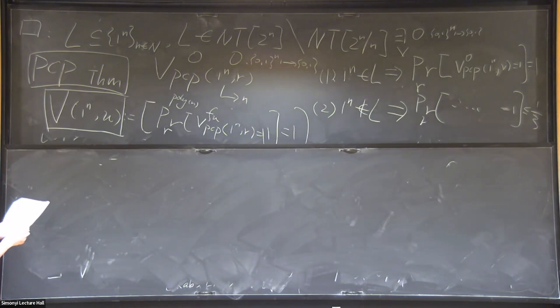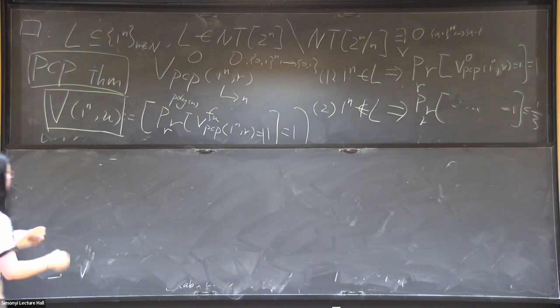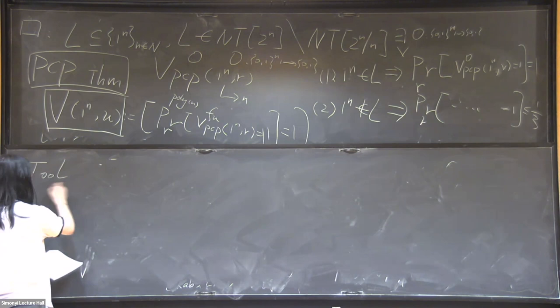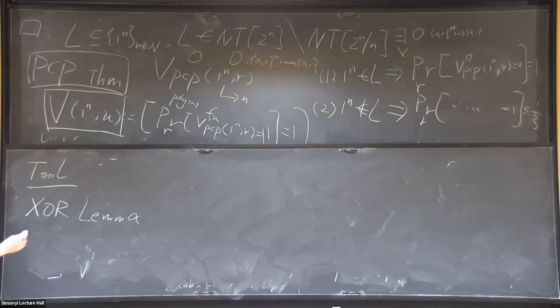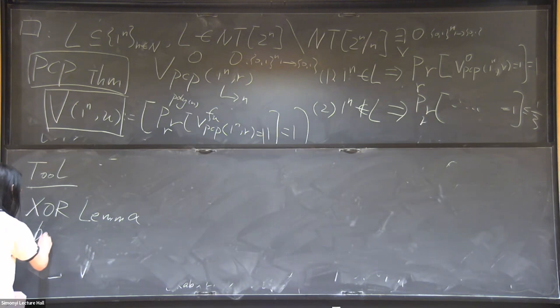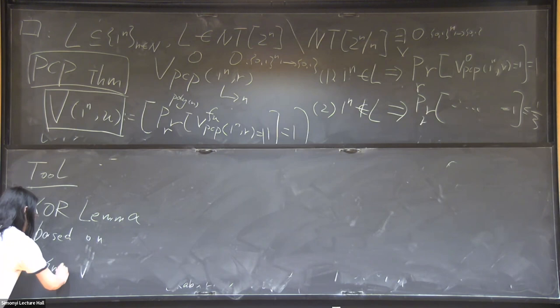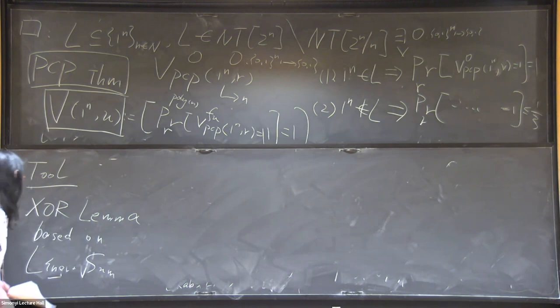Because we'll need strong average-case lower bounds, we'll need some tools for proving them. The tool we'll be using is the XOR lemma, but it's not like any standard XOR lemma will do. We'll need a very specific XOR lemma based on linear sums. I will explain them in a moment. So, linear sums.